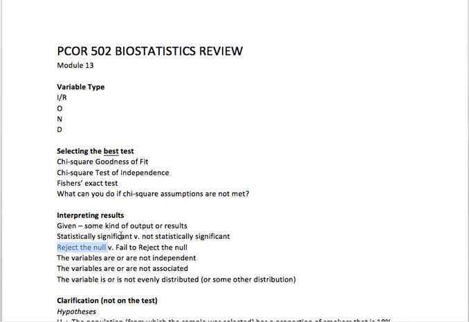If the p-value is greater than 0.05, then that's when you would say it is not statistically significant. I fail to reject the null hypothesis. It looks like those variables are independent of each other. And so that's the decision-making process in terms of statistical significance. And that applies equally to the goodness of fit test.